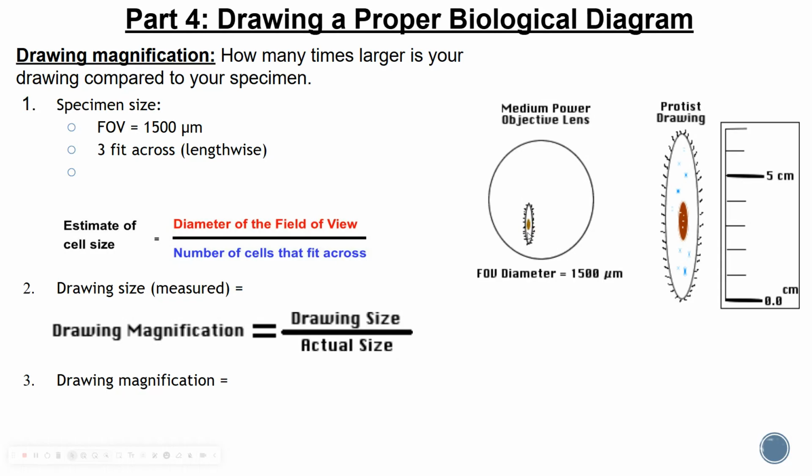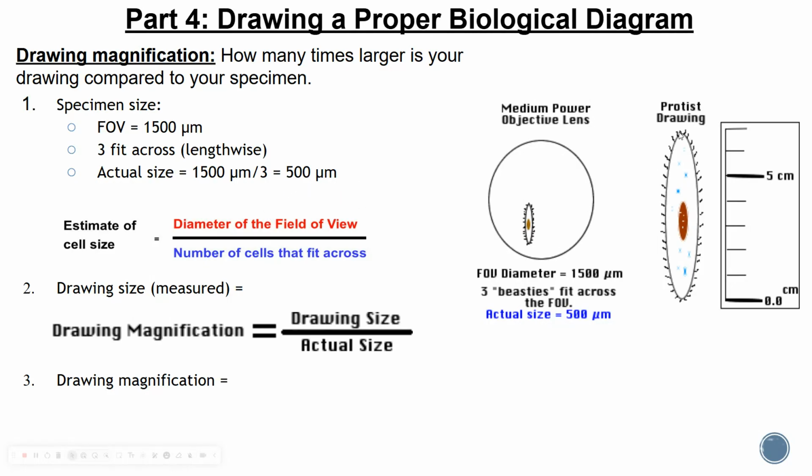You have to estimate how many times this fits across the field of view. So maybe it goes across 1, 2, 3, maybe 3.5. You could have said 2. That would have been fine. And I'm measuring lengthwise here because I measured my drawing lengthwise. Okay, you have to make sure you're consistent with how you're measuring. So to find my cell size, I'm going to do my 1500 divided by 3. That's 500 micrometers. Or if you want to find it in millimeters, you divide by 1,000, 0.5 millimeters.